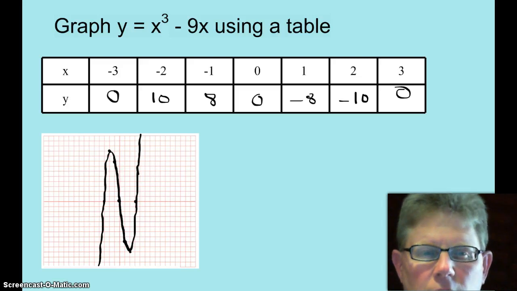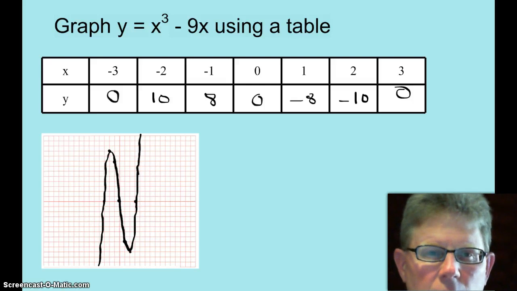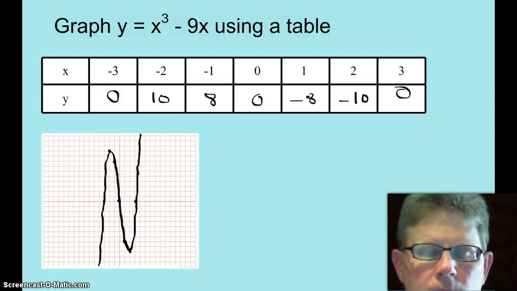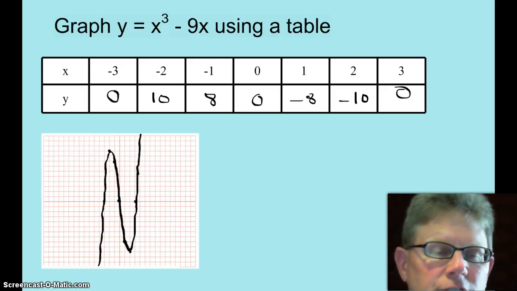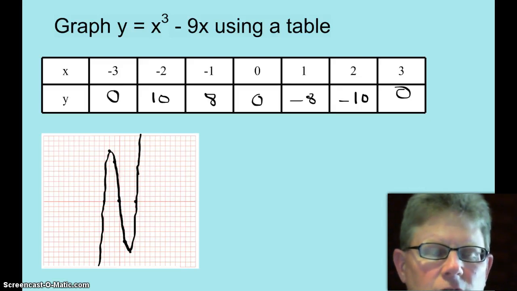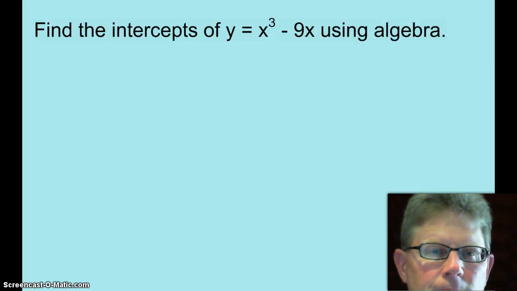Notice that usually any odd-degree function, where the lead exponent is odd, will go to negative infinity in one direction and in the opposite direction for the positive x. Alright, let's move on.